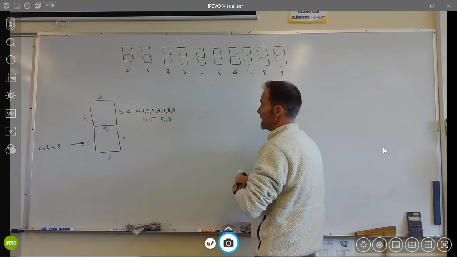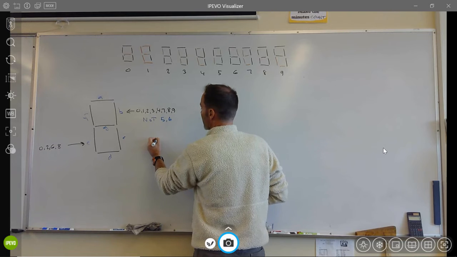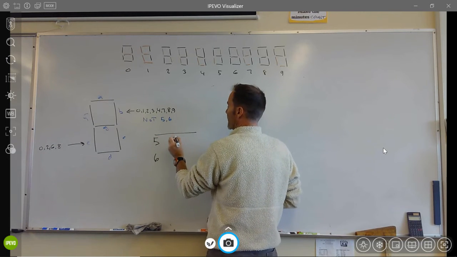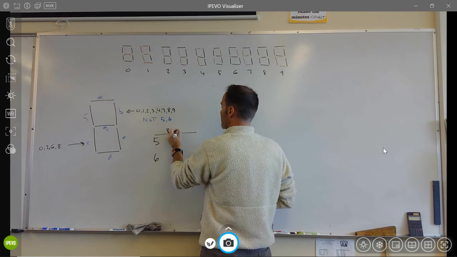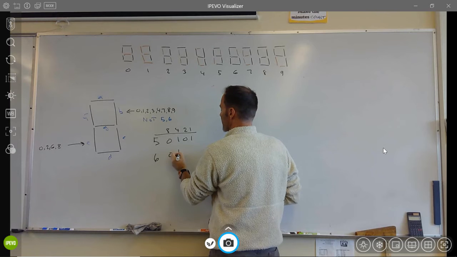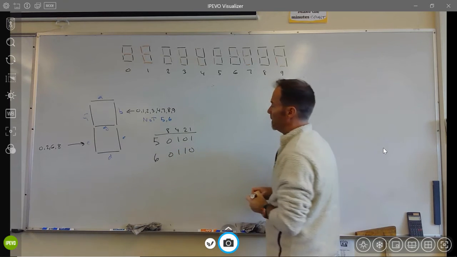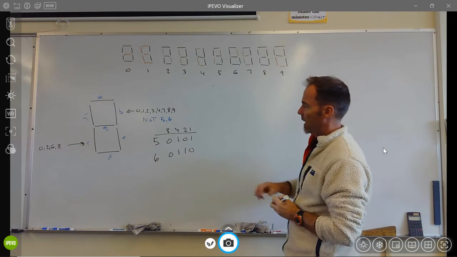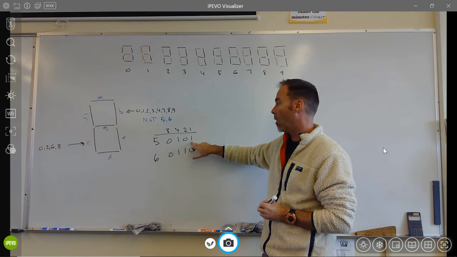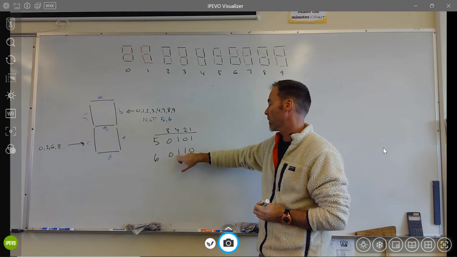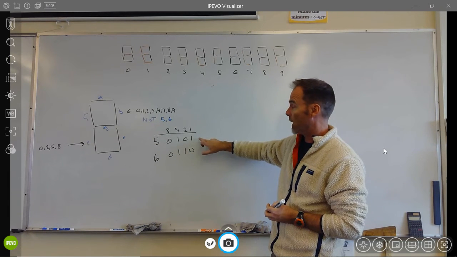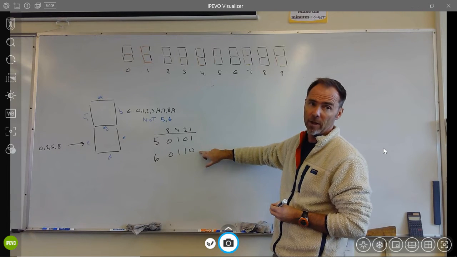So if I do it this way, okay, I have a 5 and a 6. So I have 8, 4, 2, and 1 input. 5 is a 4 and a 1. 6 is a 4 and a 2. So I want to light it up on a 0, 1, 0, 1 input, or a 0, 1, 1, 0. Or really, I don't want to light it up on this, and I don't want to light it up on that.